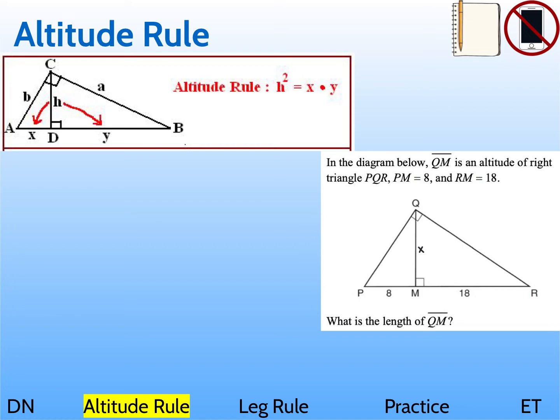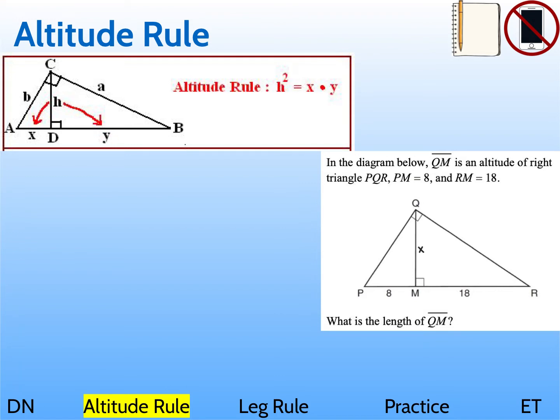So this is a lot like what we were doing before, except there's a quick, easy rule that means you don't have to end up breaking up the triangles and figuring out which sides correspond to each other. So with the altitude rule, that's when you are either looking for the altitude or you have the altitude and you're looking for sides down here. The altitude rule says that the altitude, the height squared, equals this part of the hypotenuse times that part of the hypotenuse. So it's the height squared equals the two parts of the hypotenuse multiplied together.